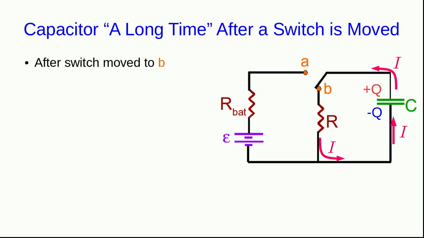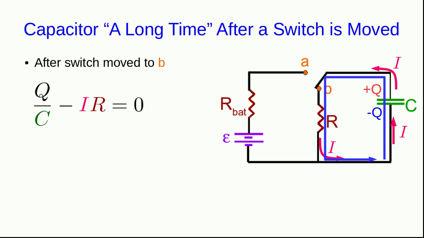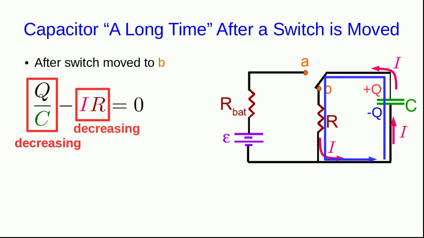Now again, all the same arguments apply to the situation where the switch is in position B. For all times, we can write a loop law. This time it'll look like this. Now we know that the charge on these plates must be decreasing, and so the potential difference across the resistor must be decreasing. Again, that means the current is decreasing, and eventually it will be 0 once again.